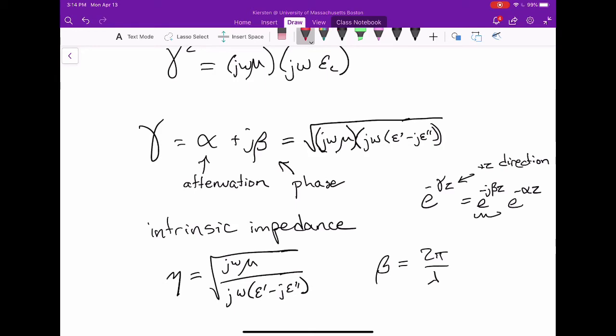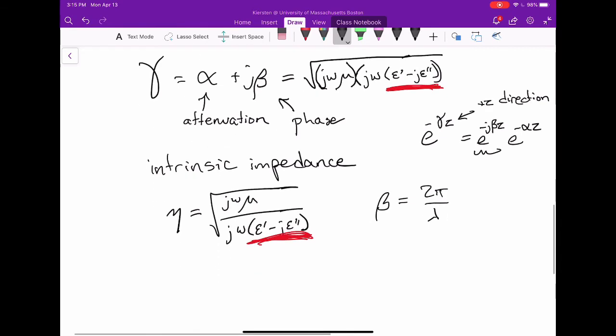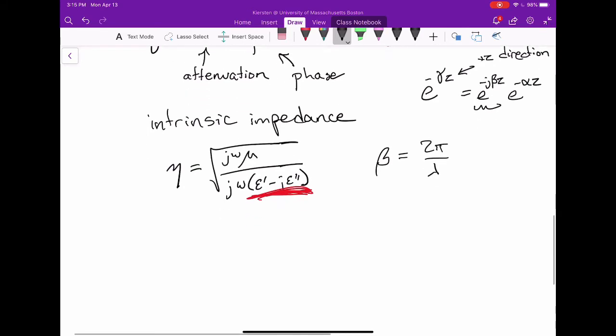But since we now have complex rather than purely real or purely imaginary numbers inside of square roots, that makes our expressions for eta, for alpha and beta, for gamma, and for basically everything else a little bit more complicated. So there are some approximations that people can use for this, but they depend on the type of material that you're dealing with. So we like to sort materials into good dielectrics or good conductors.